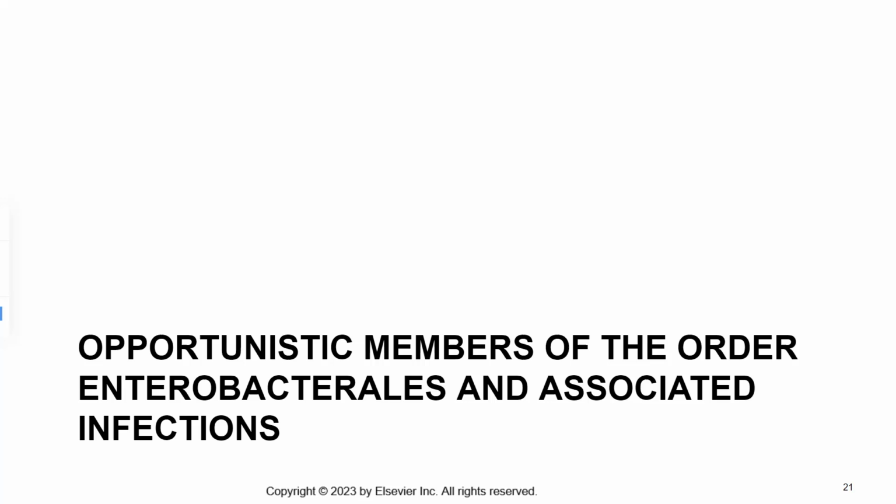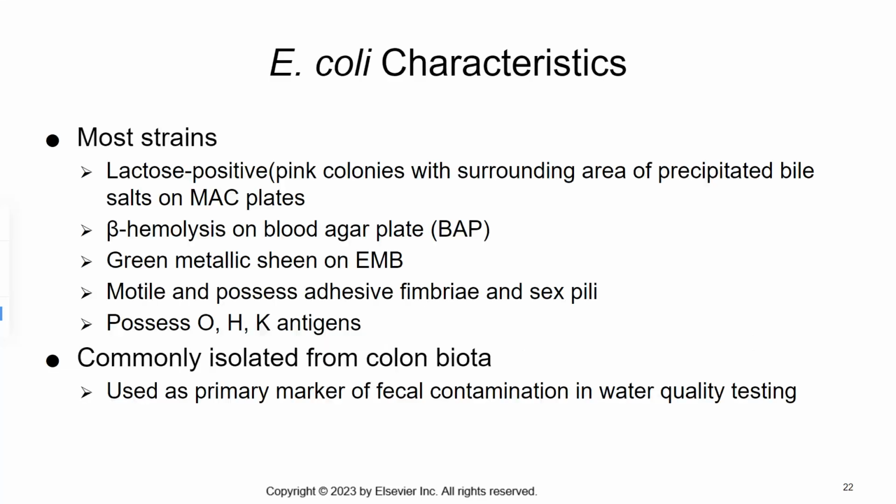So first we're going to talk about some of the opportunistic members. E. coli is considered opportunistic. Most strains are lactose positive. Beta hemolysis on blood agar plate. Green metallic sheen on eosin methylene blue agar. Motile and possess adhesive fimbriae and sex pili. Commonly isolated from the colon biota, and it's used as a primary marker of fecal contamination in water quality testing.